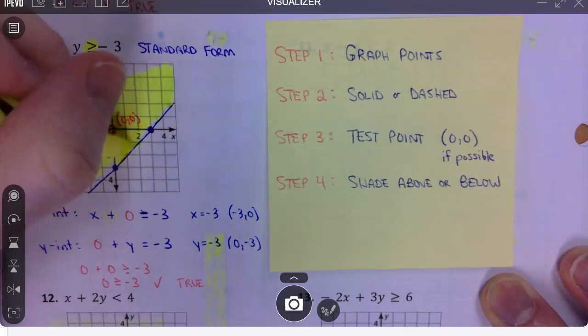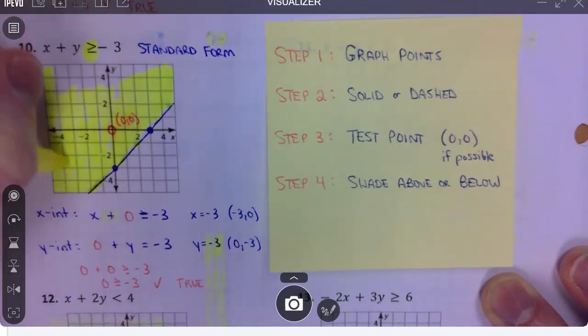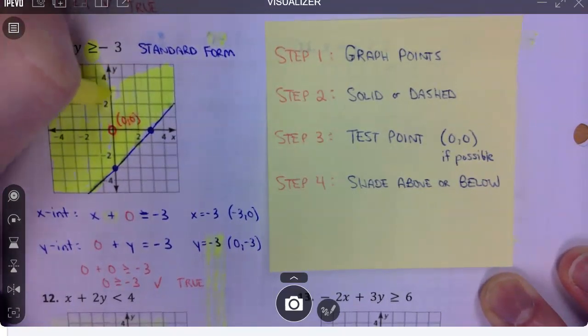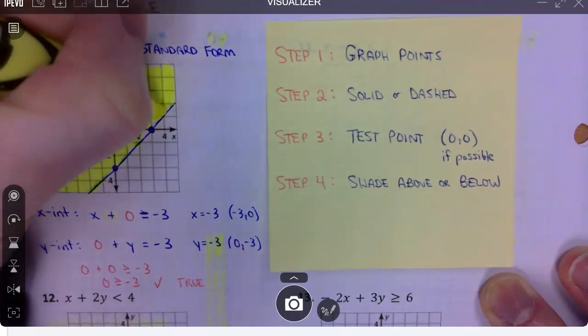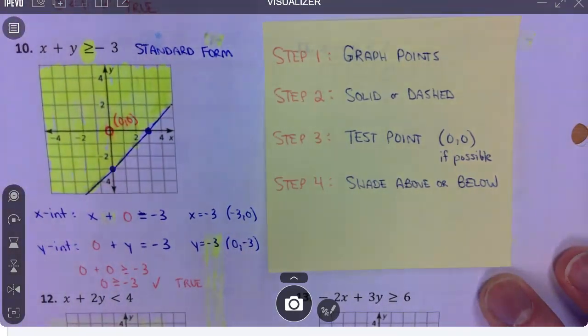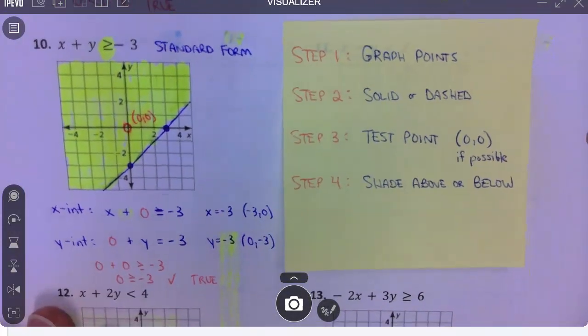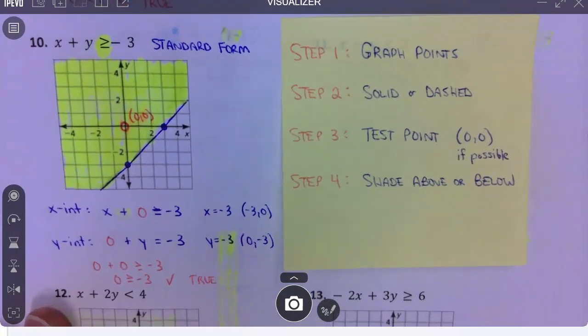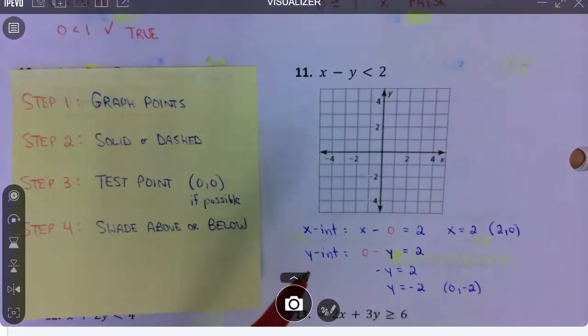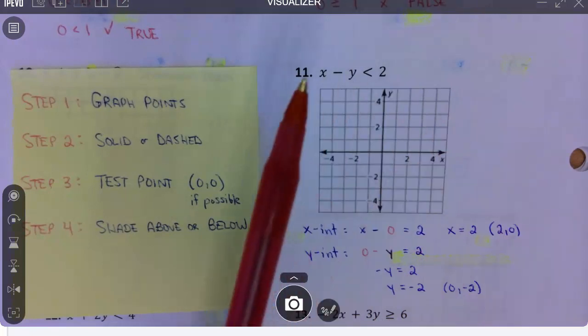Any single point in this entire shaded highlighted region would make the original inequality true, so they all qualify as solutions to the system of inequalities. Okay, go ahead and pause and write the rest of that down if you need it before we move on to the next one. So as we look at number 11, again it's in standard form.